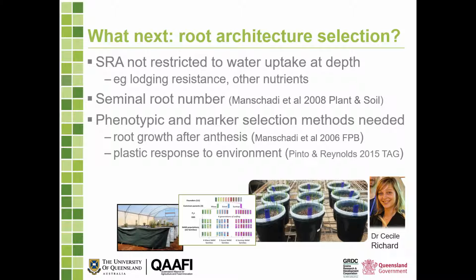But there are many other complex traits that we'd like to select for that are probably going to be quite difficult to do phenotypically, like this root growth after anthesis that I talked about. And there's also the plastic response of roots, which, for example, has been reported by Suzuki Pinto at Matt Reynolds' group, CIMMYT, where the plants grow more roots shallow when there's water available, but more roots deep when there's water restriction. Those things might need marker-assisted selection more than phenotypic selection.